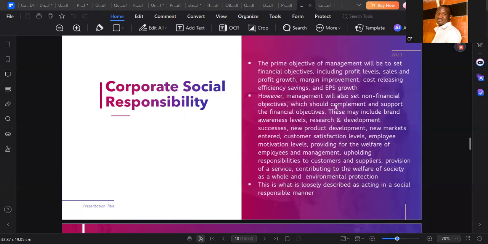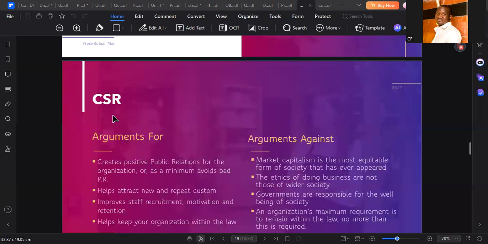So management will need to set non-financial objectives that will complement and support the financial objectives. For instance, brand awareness, development successes, new product development, customer satisfaction levels, also upholding responsibility to customers by providing them after-sales services. All these will contribute to society. It may not add to profitability, but in the long term may improve the response that people have.